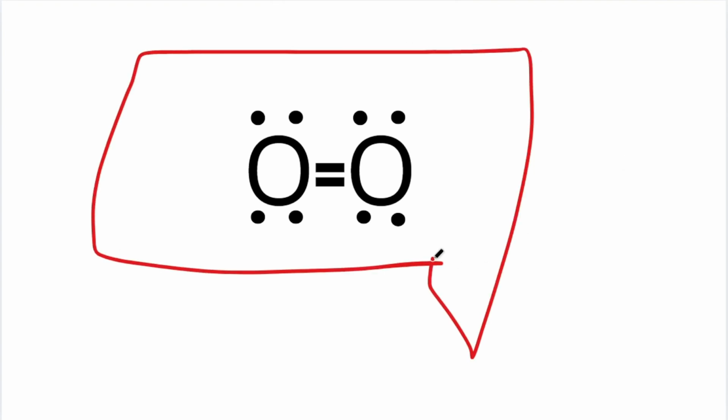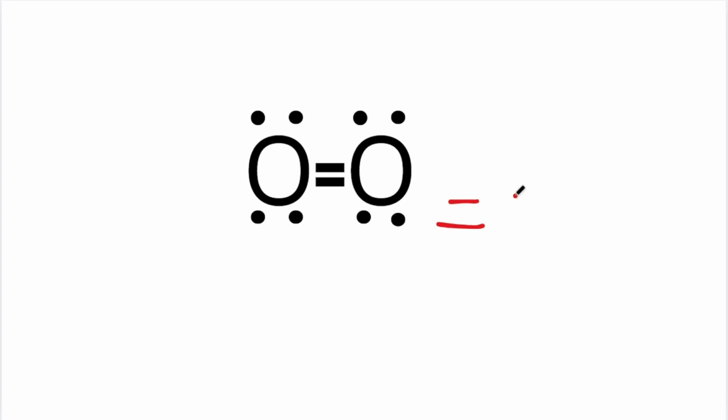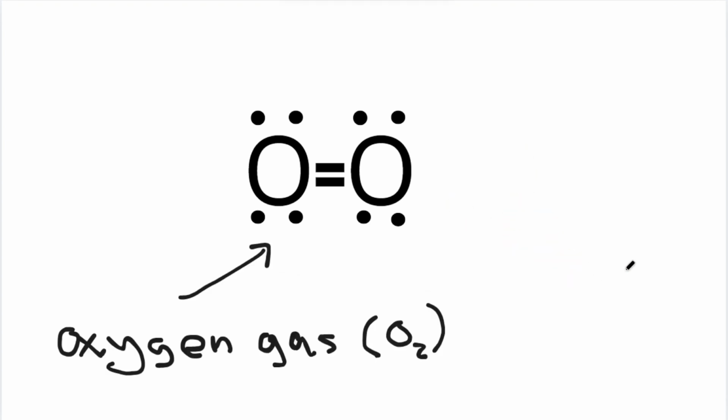Now we have 1, 2, 3, 4, 5, 6, 7. Only 7. So we have 2 here, 3, 4, 5, 6, 7. So we still don't have enough to satisfy the octet rule. So let's do another. That doesn't look right. So yeah, that looks good. So this is the final product. This is how we illustrate oxygen gas. Now let's look at another example right here.